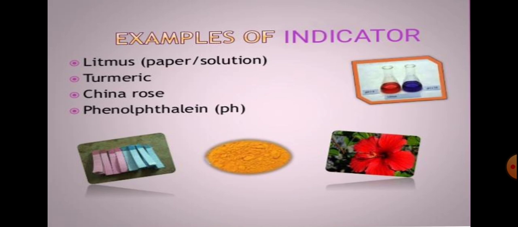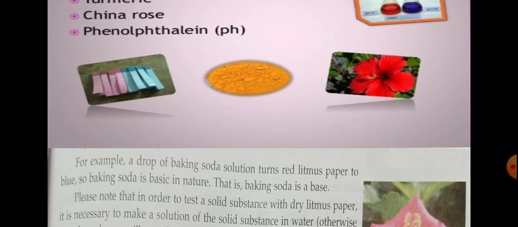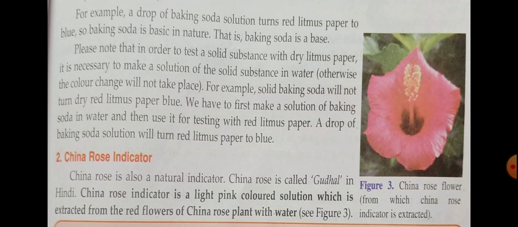Understood? Some examples of indicators are turmeric, china rose, and phenolphthalein, and litmus paper or solution, because litmus is available in the form of paper or solution. You see in the example also single strips like litmus paper, available in red as well as blue color.